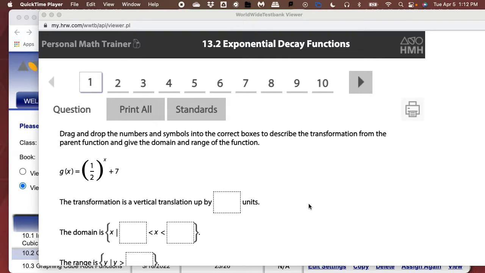Graph draws. See if I can make the screen bigger. Maybe it's not going to let me since I'm supposed to be. There it is up there.